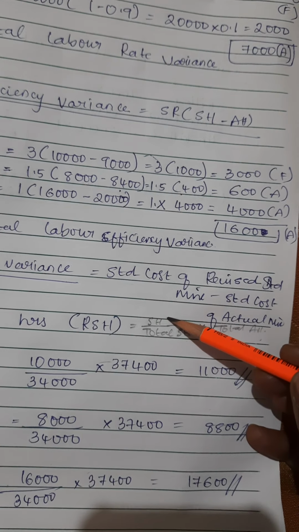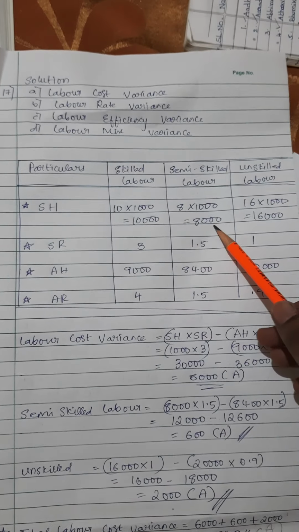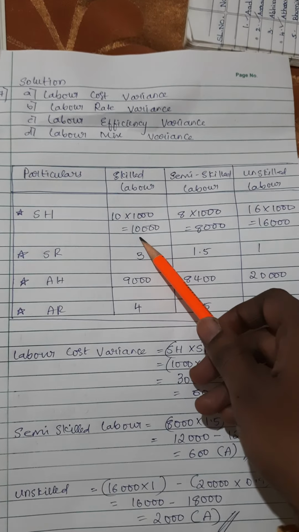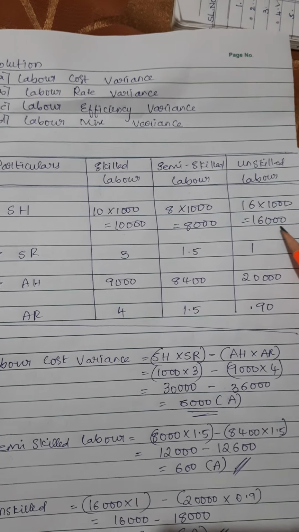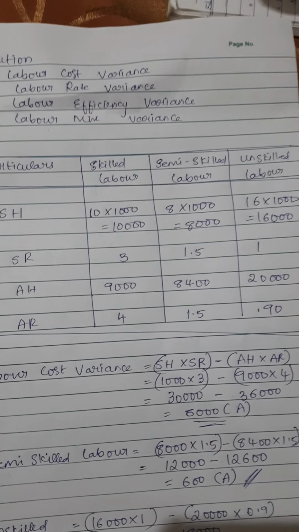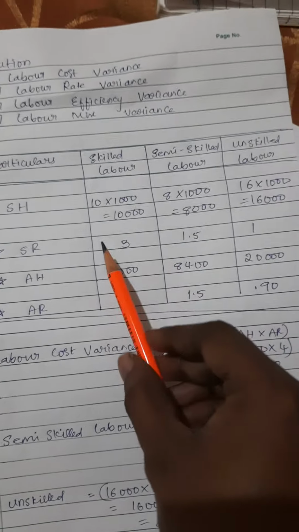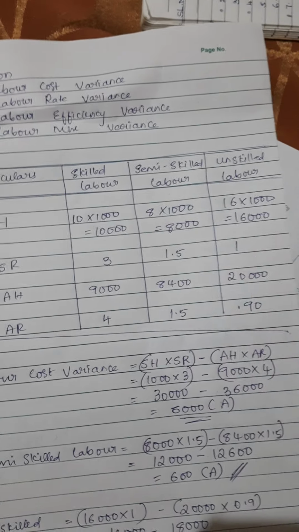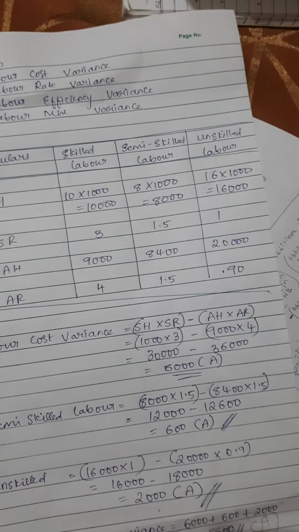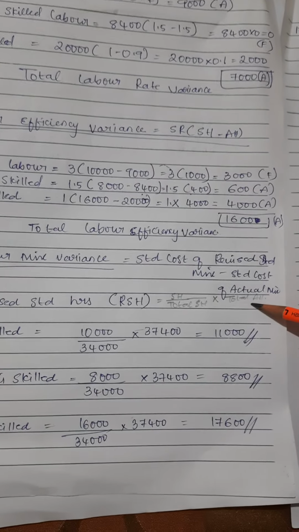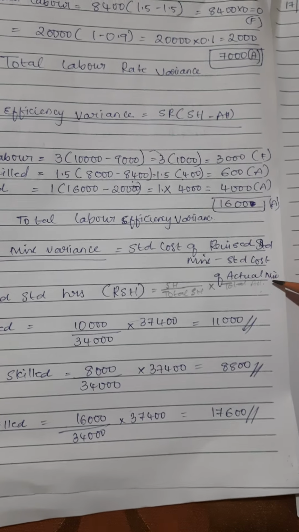What is standard hour? You have calculated standard hour in this table. Standard hour for all three is calculated. For A it is 10,000, B 8,000 and unskilled labor is 16,000, right? So total standard hour is nothing but 10,000 plus 8,000 plus 16,000. Clear? So you will get a total of 34,000, into total actual hour.